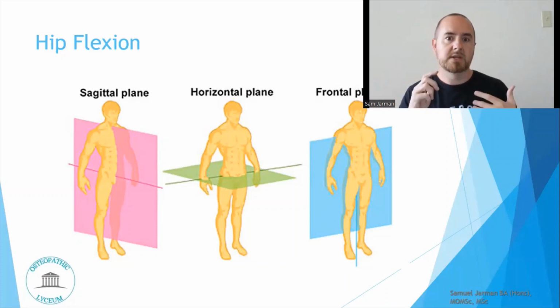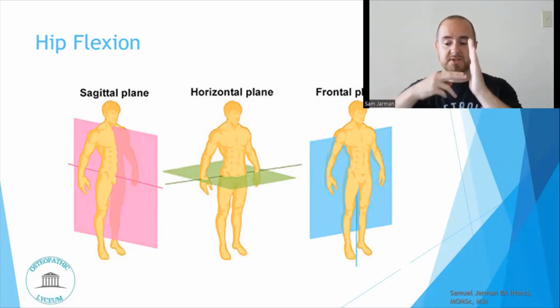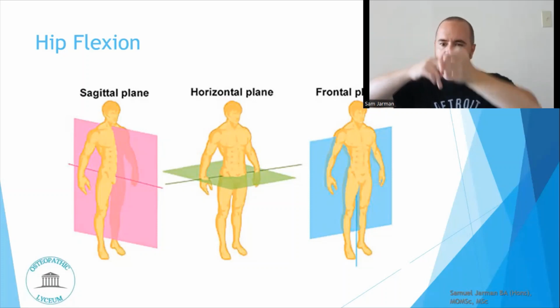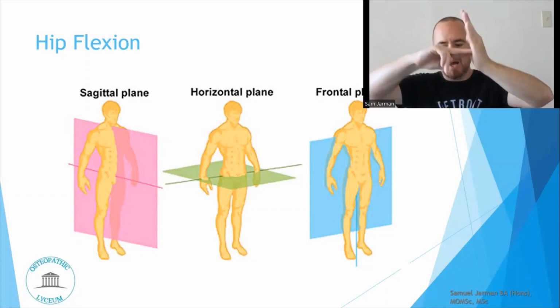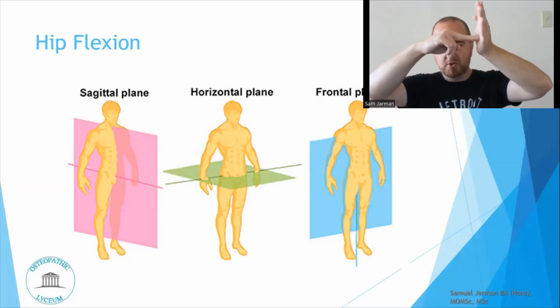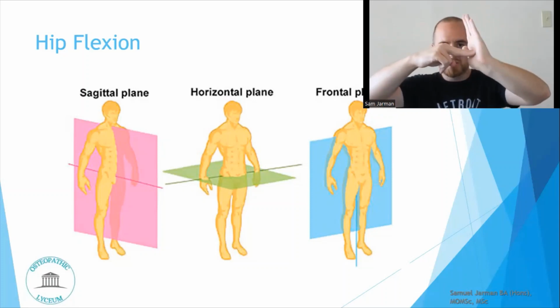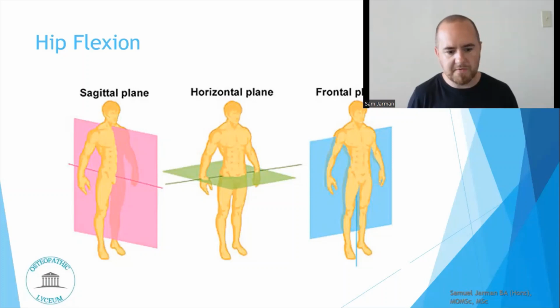Flexion, in this case, with respect to the hip, happens in the sagittal plane. It is movement of the thigh towards the front of the body or towards the abdomen in the sagittal plane. So you'd have the thigh here, and it's moving towards the abdomen along that horizontal or transverse axis. So it's a rotation towards the front of the body about that horizontal or transverse axis.